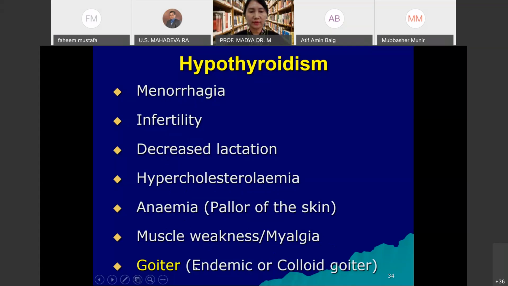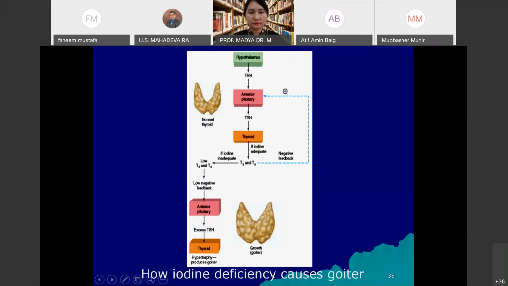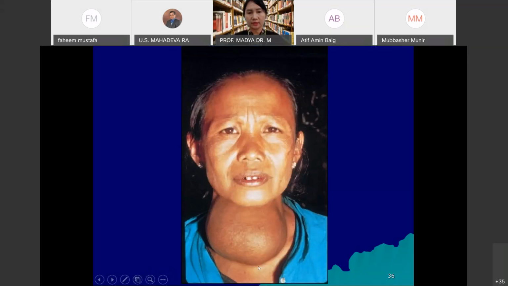And goiter is the enlargement of the thyroid gland, endemic colloid goiter. So for a few seconds, I'd like to explain the mechanism of how iodine deficiency causes goiter. With a normal level of free T3 and T4, due to the negative feedback action on the anterior pituitary, there is no enlargement of the thyroid gland, due to adequate iodine intake. If iodine is inadequate, there will be low free T3 and T4, and so low negative feedback, and the anterior pituitary secretes an excess amount of thyroid stimulating hormone, which acts on the thyroid gland to stimulate the cells to hypertrophy and also stimulates the growth of the thyroid gland, and it becomes enlarged, called goiter. So this picture shows the obvious enlargement of the thyroid gland.